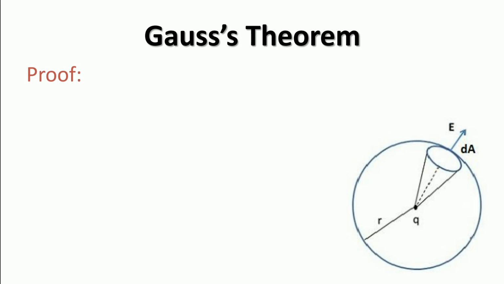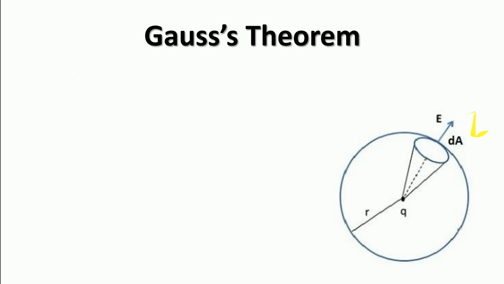Here is the proof of this. Let us consider a surface at the center of which the charge Q is placed. The radius of this sphere is R, and we have considered a small portion of the surface which is dA. The area vector associated with this small surface is dA, and the direction of the electric field is parallel with the direction of the area vector.